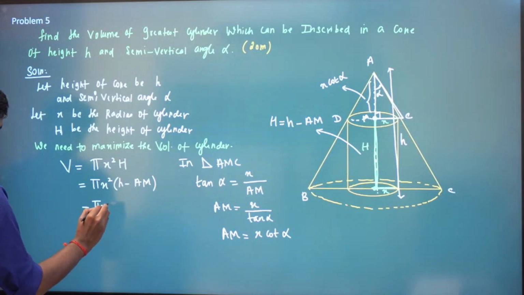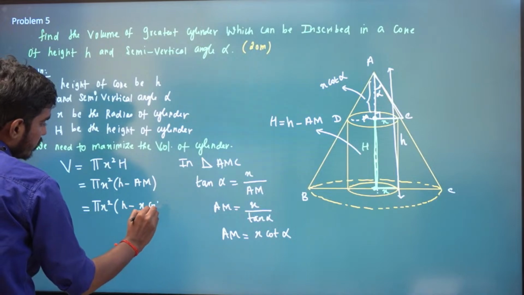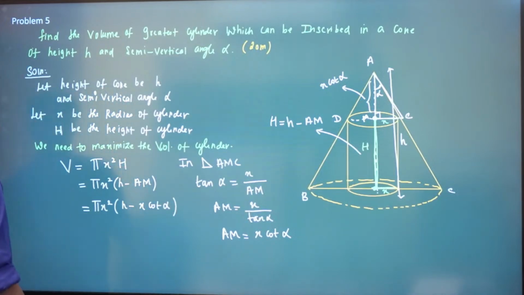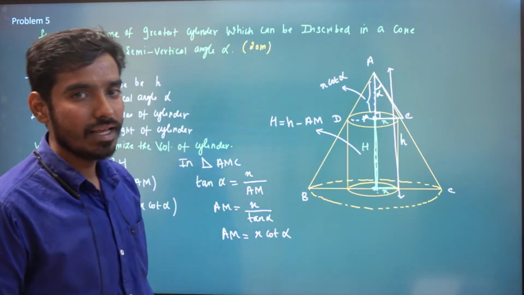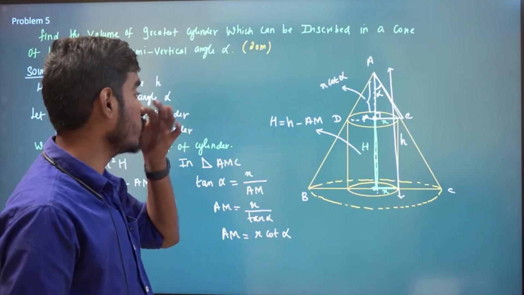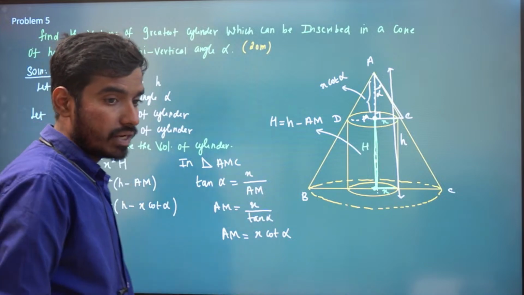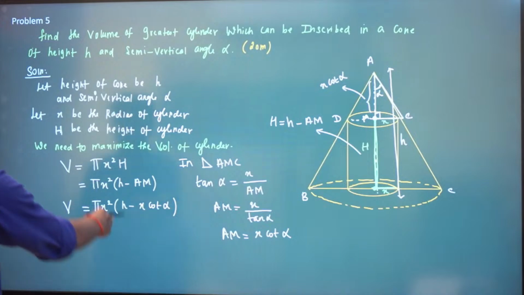So pi x square (h minus what is AM?) AM is x into cot alpha. This is the volume of the cylinder with respect to the semi-vertical angle alpha and height h of the cone. I'm bringing in the constraints here, right? We know only the semi-vertical angle alpha and the height of the cone. Now we need to maximize this.